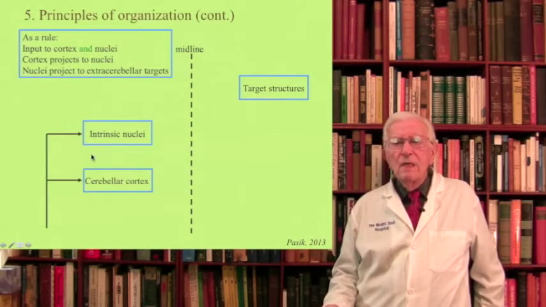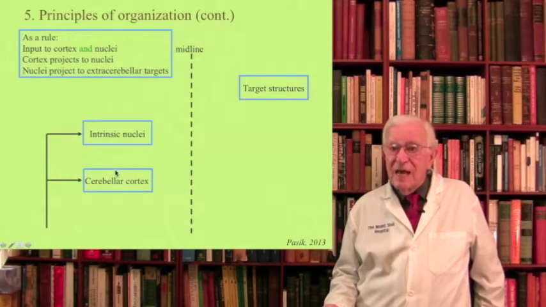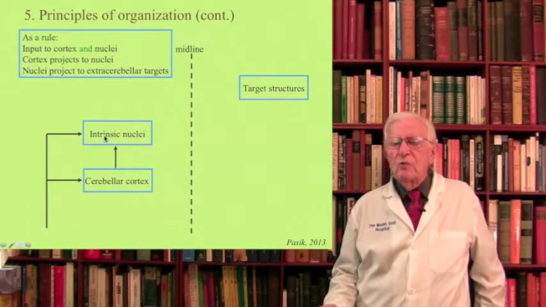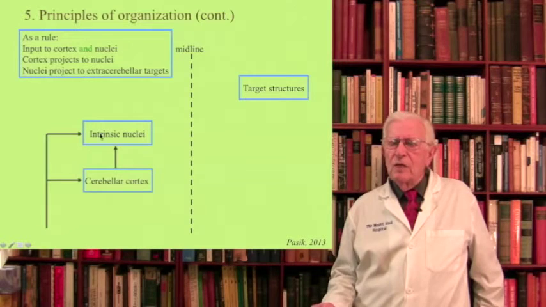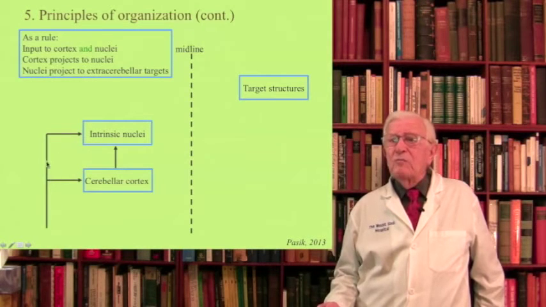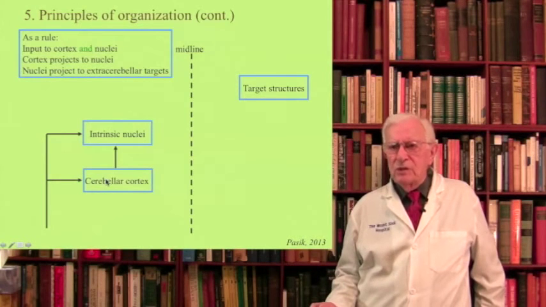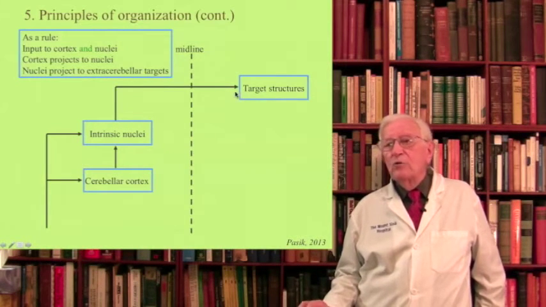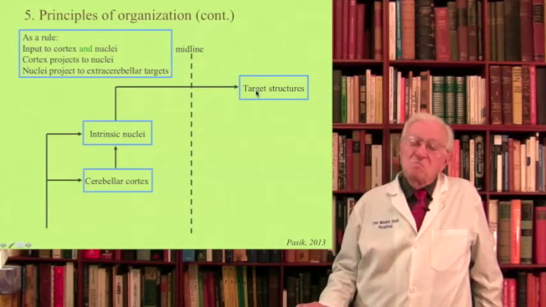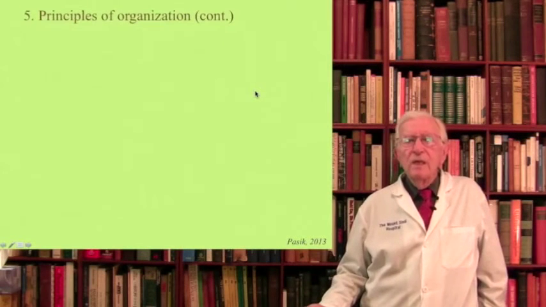All right? On the other hand, the cerebellar cortex, whatever it does, projects that processed information back to the intrinsic nuclei. That means that the intrinsic nuclei act here as a comparator between the information that comes straight from the periphery and the same information after being processed by the cortex. Finally, the intrinsic nuclei are going to project crossways to target structures, which target structure, the thalamus, the red nucleus, and so forth. All right.